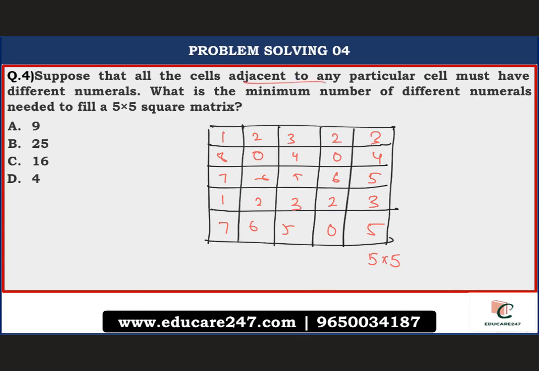So how many different numericals do you need over here? These are the ones: 1 2 3 4 5 6 7 8 and 9. So the correct answer to this question is 9, which is option number A.